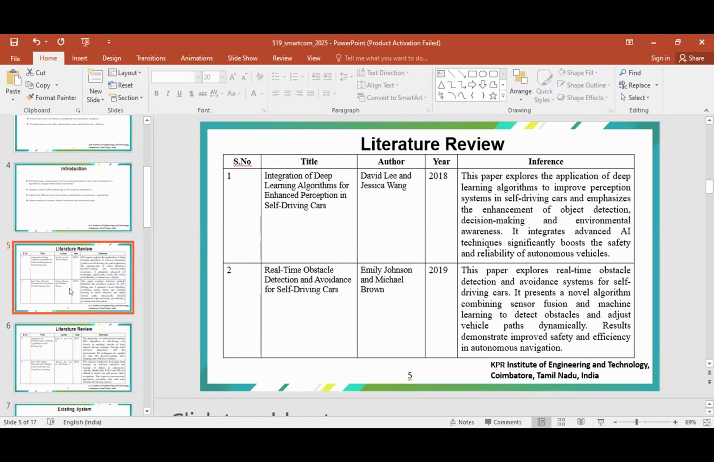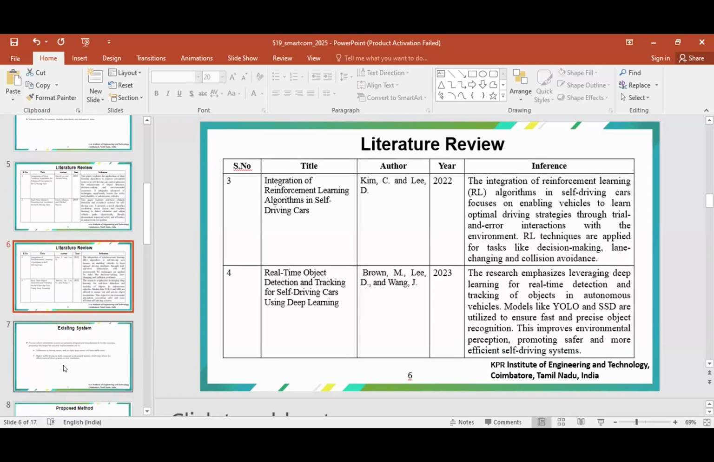And here is the second paper, on real-time obstacle detection and avoidance for self-driving cars. It was published in 2019, and this paper explores a real-time obstacle detection and avoidance system for self-driving cars. It presents a novel algorithm combining sensor fusion and machine learning to detect obstacles and adjust vehicle paths dynamically. The results demonstrate improved safety and efficiency in autonomous navigation.